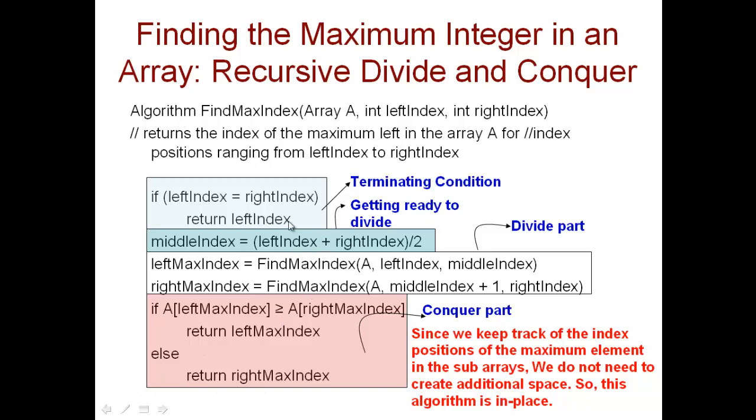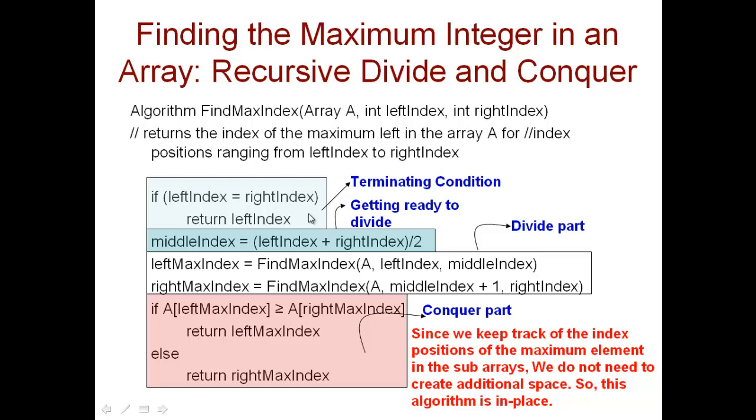So we divided the problem of a larger size from left index to right index into 2 subproblems ranging from left index to middle index. That's one subproblem, and you're trying to find the index where the maximum element is within that range. Similarly, the other subproblem from middle index plus 1 to right index. So you got the solutions of the 2 subproblems. Now you are trying to combine the solutions of the 2 subproblems and decide the solution for the larger problem. So that's the conquer part.